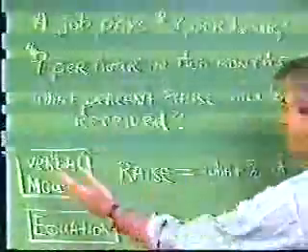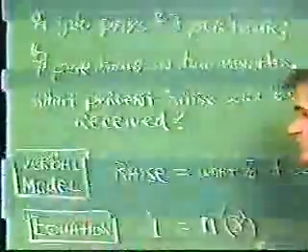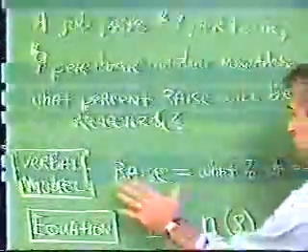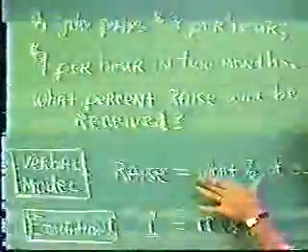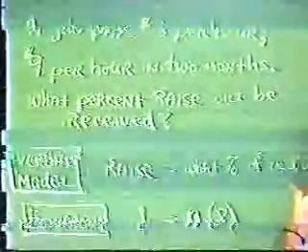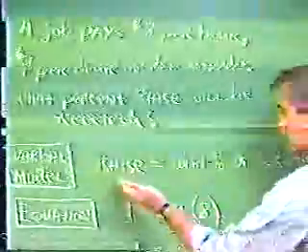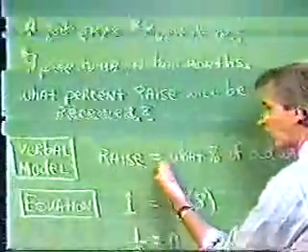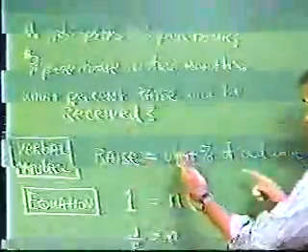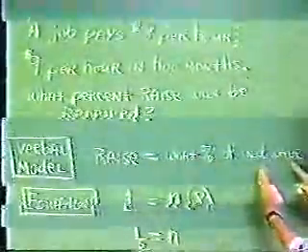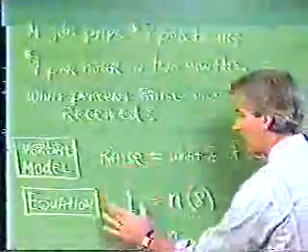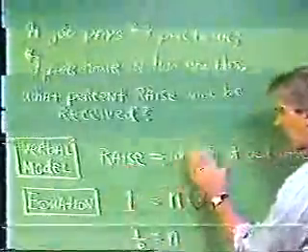All right, so our verbal model might be something like this. Well, we want to figure out what percent we're getting in our raise. So our raise, then, is what percent of the old wage. That's really what this is asking for. The raise represents, or is equal to, has the same value as, you see, the raise is what percent of the old wage? Well, the raise, the amount of the raise from $8 to $9 is $1. Now, what percent? Well, that's what we're looking for.